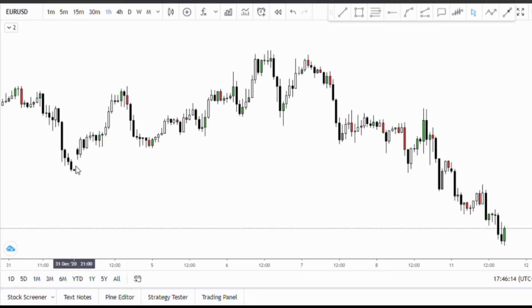For you to know when an impulse is starting, you just need to understand the market structure. You need to know your trend, and you need to understand when a trend is starting. Depending on what time frame you are trading and your trading style, you just need to understand when an impulse is being created and when a correction is being created.